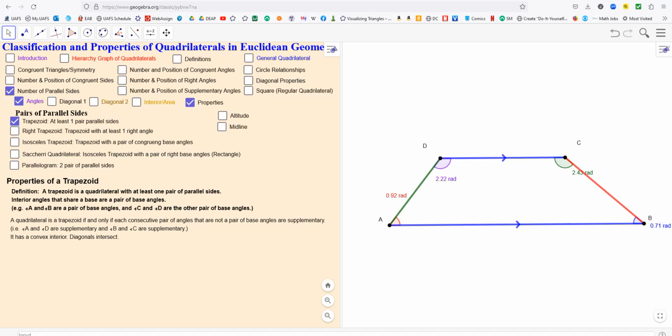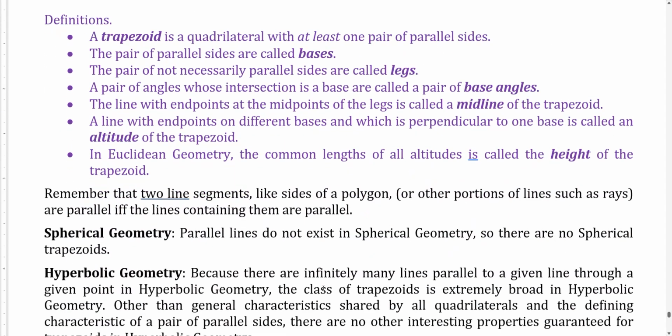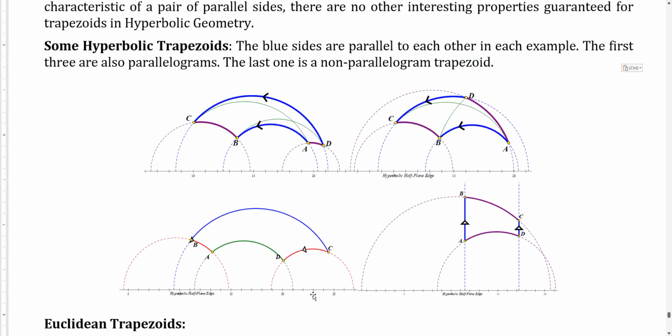So let's go back to the notes here and just look real fast. Here are some static examples of some trapezoids in hyperbolic geometry, right? So here we have trapezoids. Because there are so many different possibilities for parallel sides in hyperbolic geometries, this class of trapezoids is extremely broad, with no real special properties except for the defining property of a pair of parallel sides.